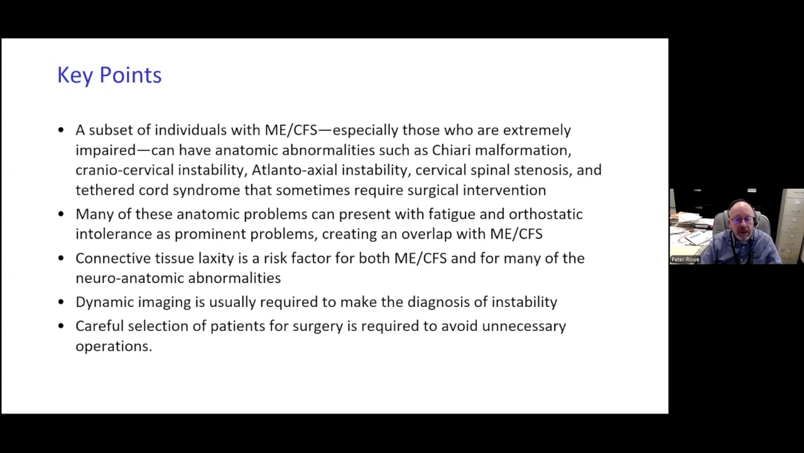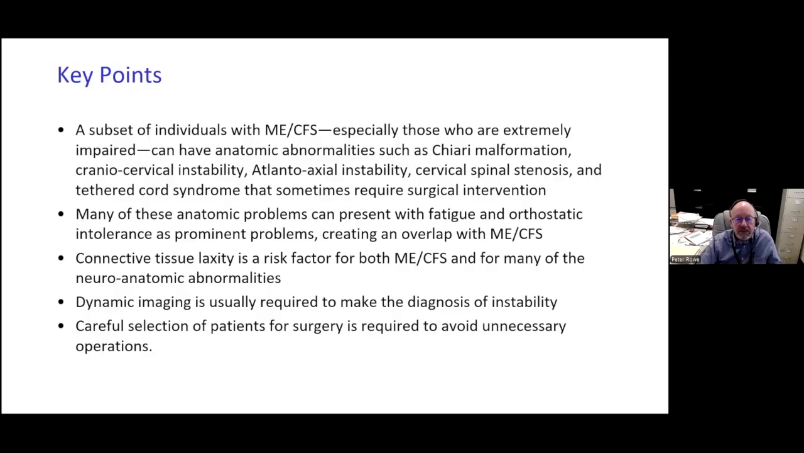We find that for many of these problems, dynamic imaging, meaning imaging that's done with the patient in different positions, flexion, extension, rotating their head to the side, is usually required to make the diagnosis of instability. And these are not problems that affect everybody with the illness. So it's very important that we not over-test everyone, and that we as clinicians carefully select the patients for surgery, because we don't want unnecessary operations.